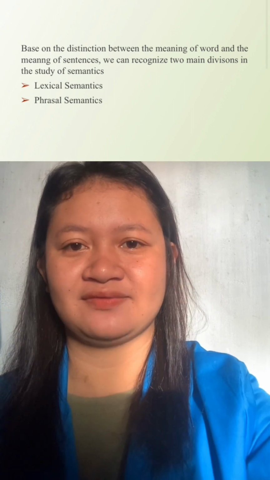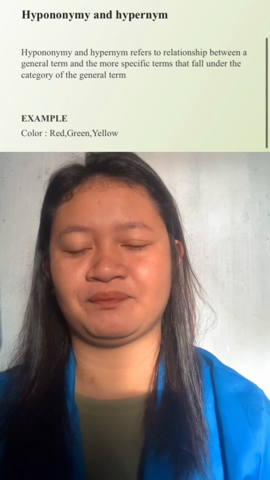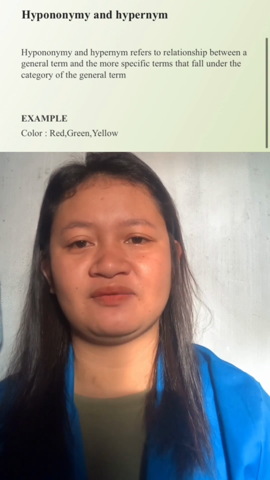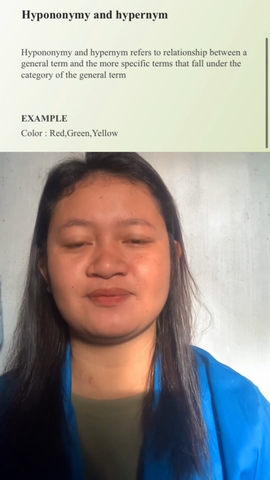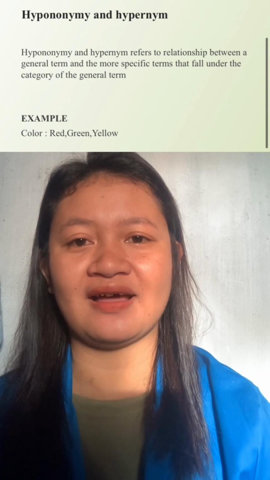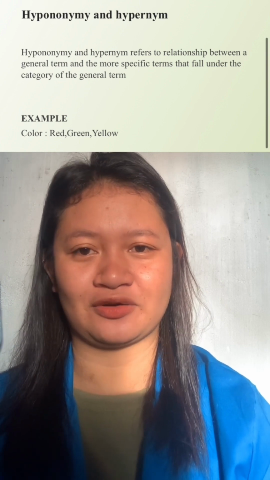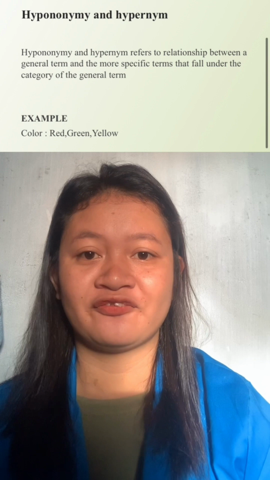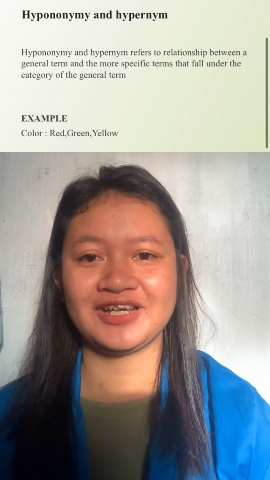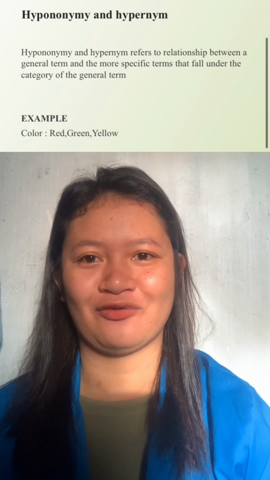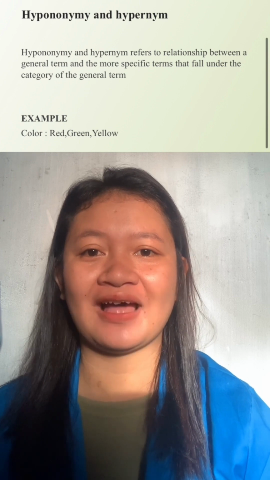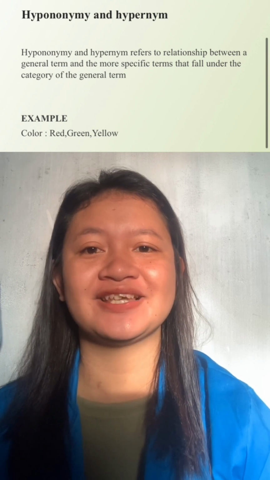Okay, the next is we move to hyponym and hypernym. This refers to the relationship between a general term and the more specific terms that fall under the category of the general term. For example, the colors red, green, blue, and yellow are hyponyms. They fall under the general term of color, which is the hypernym. And the next is synonym.